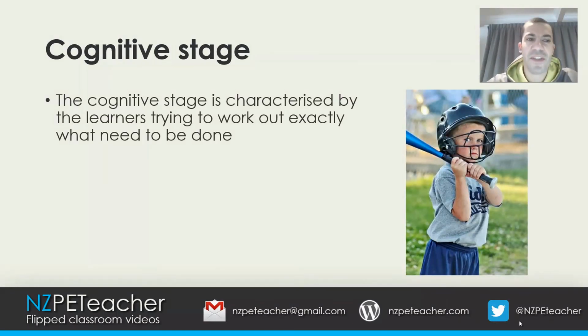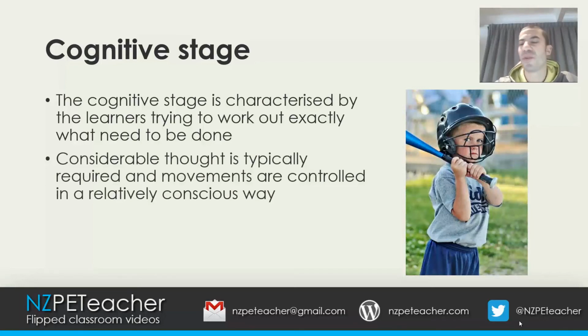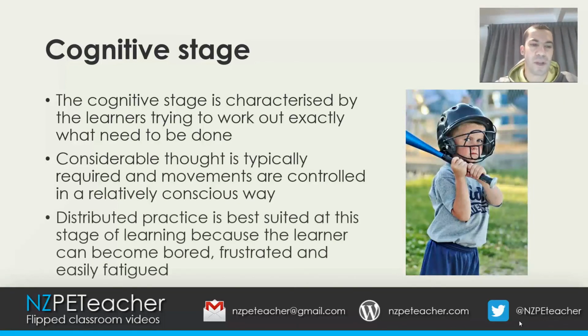Cognitive stage. The cognitive stage is characterized by the learners trying to work out exactly what needs to be done. Considerable thought is typically required and movements are controlled in a relatively conscious way. Distributed practice is best suited at this stage of learning because the learner can become bored, frustrated, and easily fatigued. So this is the stage where a beginner learner would step in.